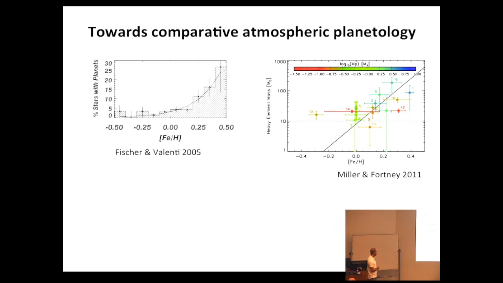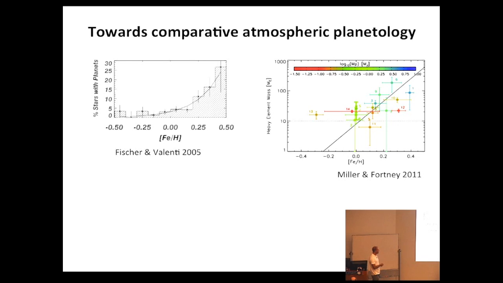This is a result you're probably all familiar with. It's the planet metallicity correlation, showing that giant planets are much more common around stars that have high metallicity. This is, I think, one of the most fundamental results in the field of exoplanets, right? And so this is because of the power of numbers that we have and the diversity of planetary systems, the diversity of stars that planets can be found around.